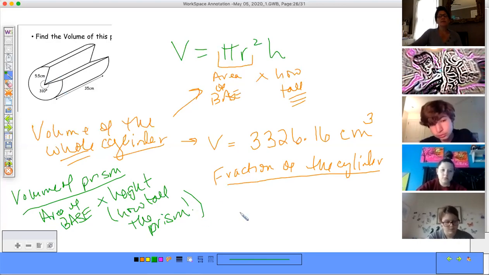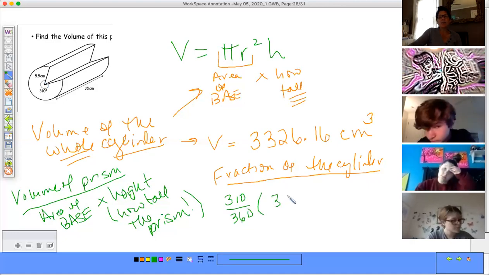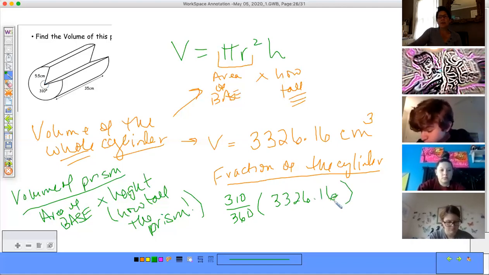You mean, multiply it by 310 over 360? Yes. You only want the fraction because you're talking about 310 degrees out of 360 degrees. So the actual volume that we're looking for, we're going to do 310 divided by 360 times that 3326.16 cubic centimeters. Because that's the fraction of the entire thing that we want. That's the significance of this number right here that we were given, okay?